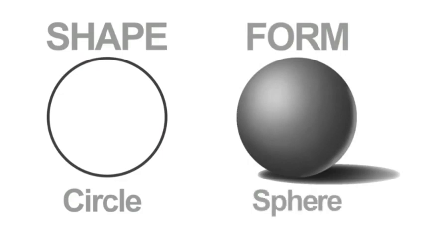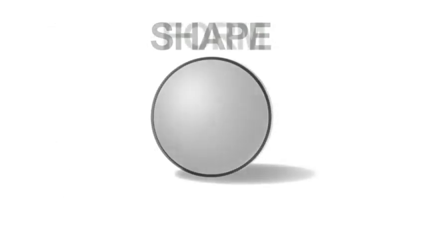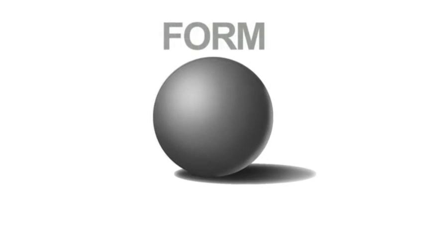But we want to create the illusion of form in our drawing. And of course, the form version of our shape here is a sphere. So how do we do that? Well, we start with a shape, and then by adding value or shading, we create the illusion of a form.